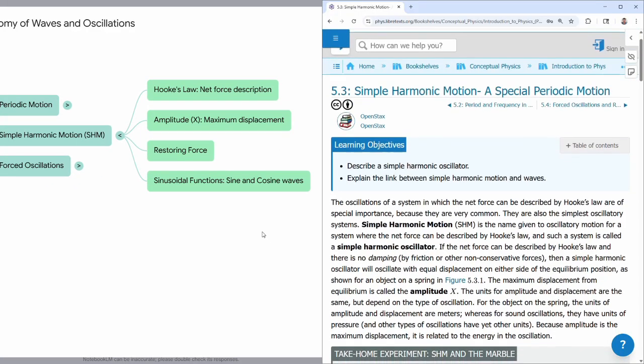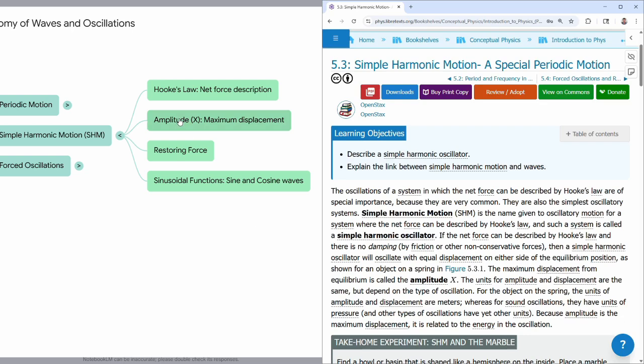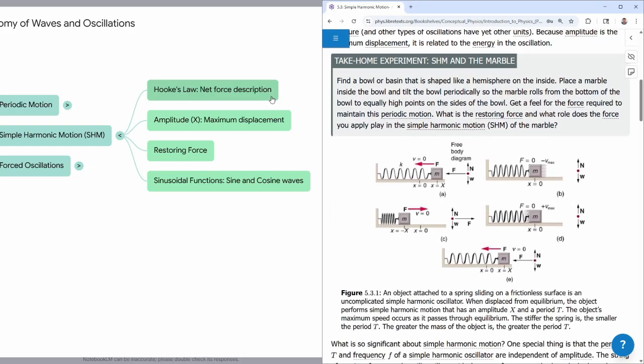Then in section 5.3, we talk about simple harmonic motion or simple harmonic oscillators. I think I mentioned that you will see this again when we get to oscillations. Hooke's law setup, the typical setup is mass on a spring. You can also have a pendulum setup. And simple harmonic motion is what results from that Hooke's law restoring force setup, where the restoring force is proportional to the displacement. There are some new terms to introduce, like amplitude.